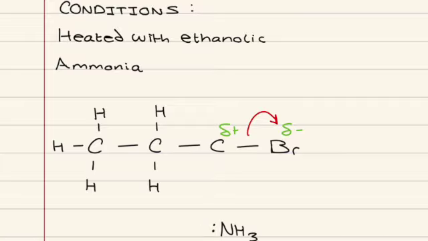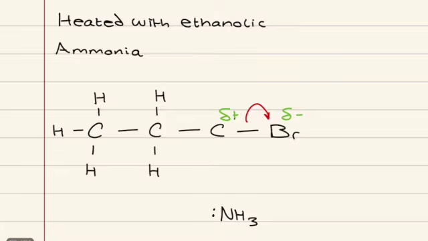So as you can see here, we have a carbon-bromine bond. We know that the carbon-bromine bond is polar, with bromine being slightly delta negative and carbon being delta positive. Because of this, the bond can split heterolytically. When I say heterolytic fission, I mean both the electrons in the covalent bond can go to the bromine. So what this means is that we have a carbon that's positively charged.